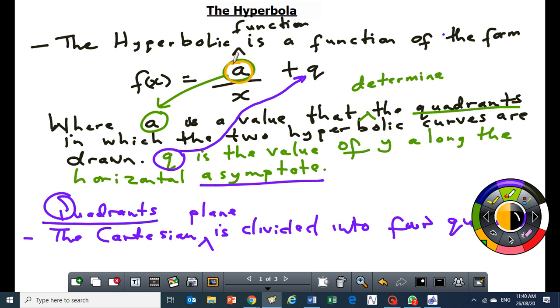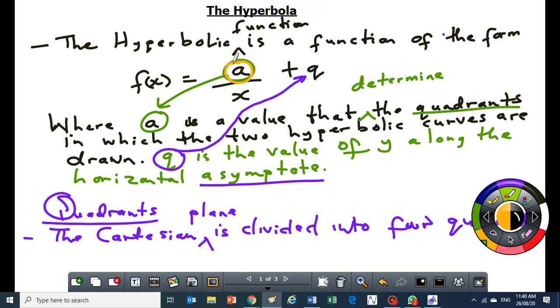Those quadrants, there are four of them. The position where you put the two curves is determined by the value of a in terms of its sign. If it's positive, you draw it in two different positions. If negative, the other two positions. I'll talk about that just now. So the a determines the quadrants in which you draw the two curves. Then the q is the value of y along what is called a horizontal asymptote.